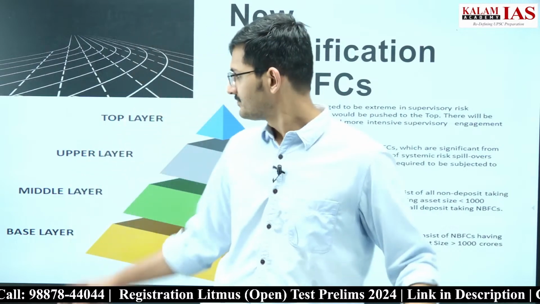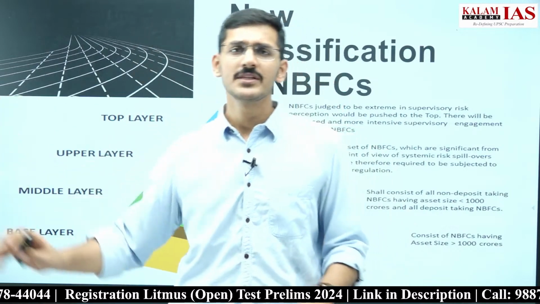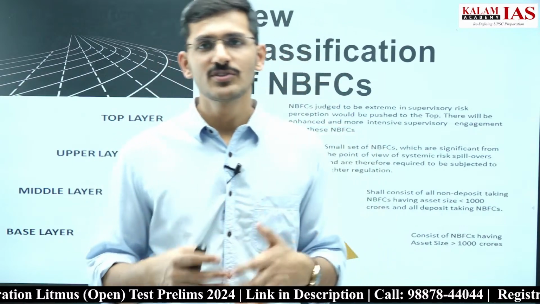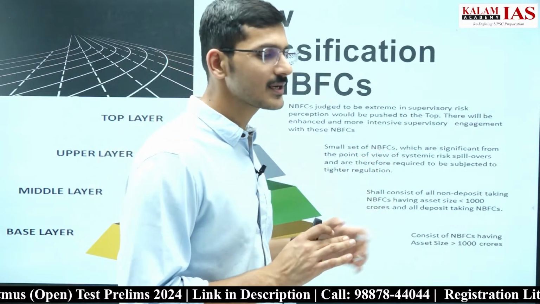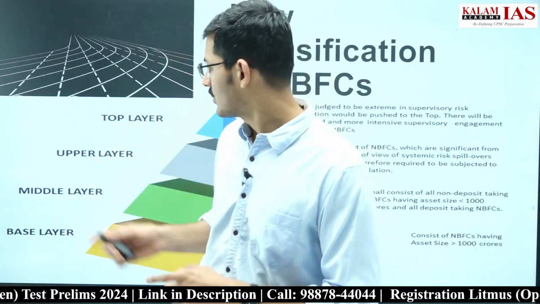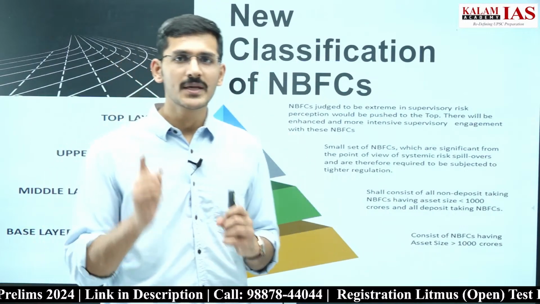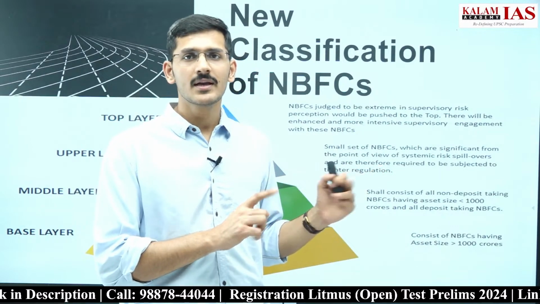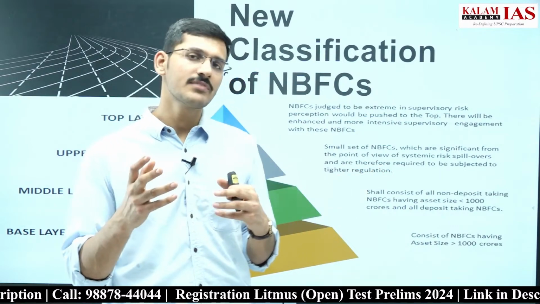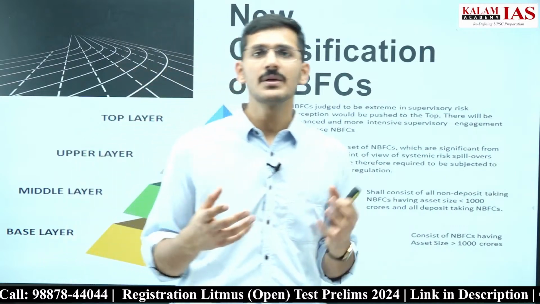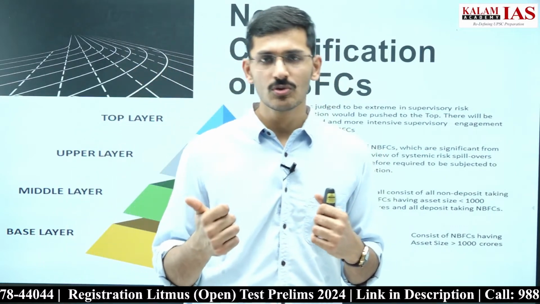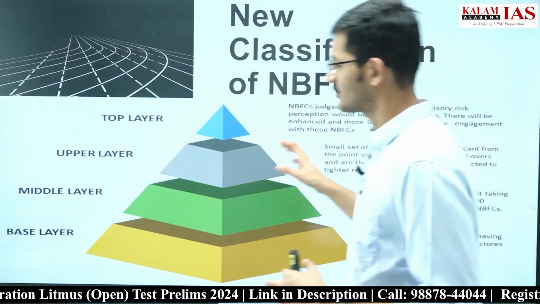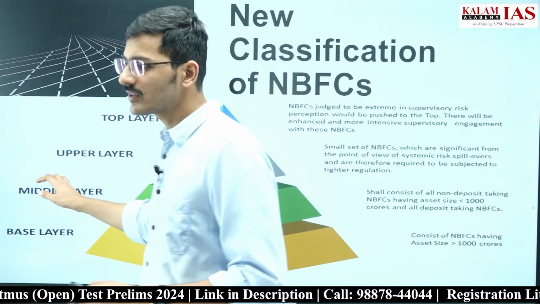Then there is the upper layer. The upper layer is basically the top 25 to 30 NBFCs of the country, and the top 10 will always be there in the upper layer. From 10 to 30, it is the discretion of the RBI whether to classify any particular NBFC into the upper layer or not. So most of the NBFCs will fall under the middle layer. Most of the NBFCs, especially deposit taking NBFCs, will fall in the middle layer.